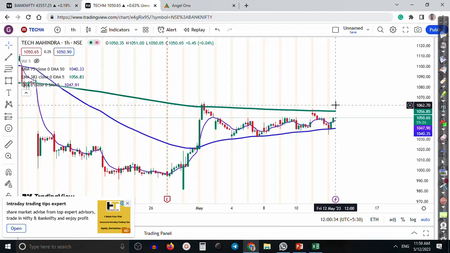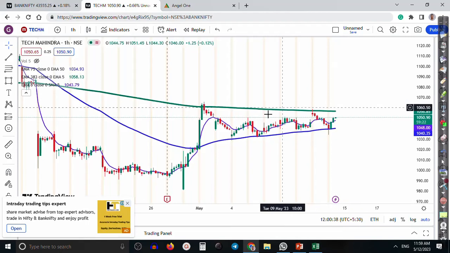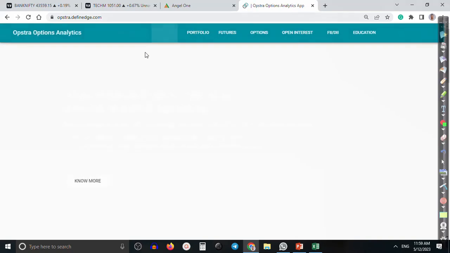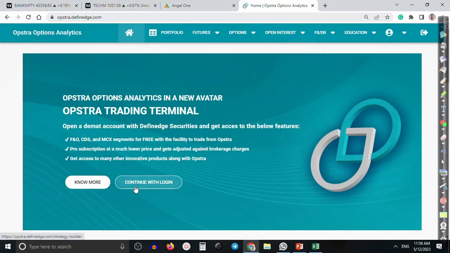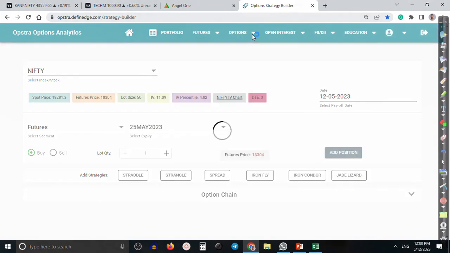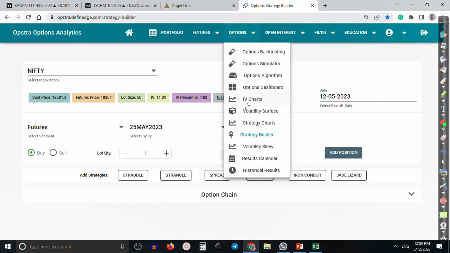So here I will use a credit spread also. We'll take the implied volatility percentile of Tech Mahindra. Let me show you on Opstra. Go to the option chart, option dashboard.